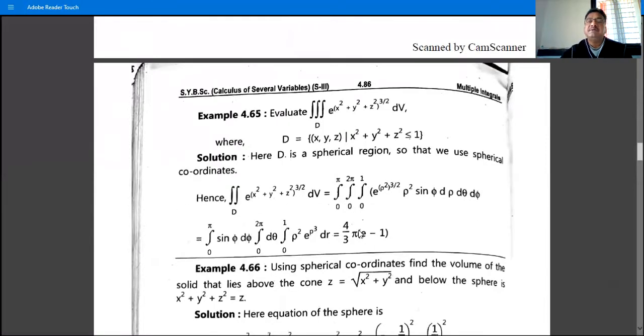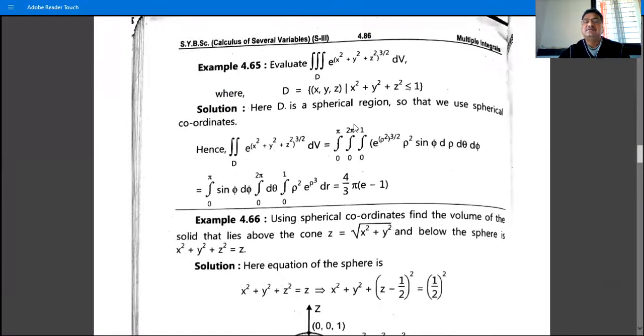Now, examples of triple integration using spherical polar coordinates and cylindrical polar coordinates. The first example: evaluate the triple integration of e raised to x square plus y square plus z square. If there is x square plus y square, then use polar coordinates in a two-variable function or double integration. Like that, if there is the term x square plus y square plus z square, then use spherical polar coordinates. D is the set of x, y, z such that x square plus y square plus z square is less than or equal to 1.